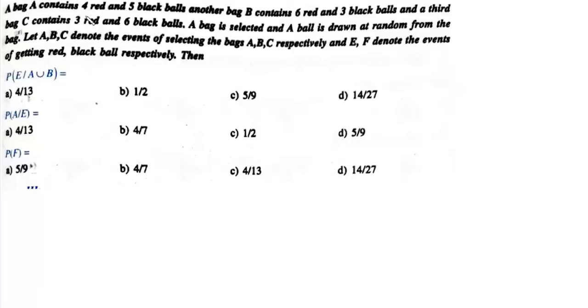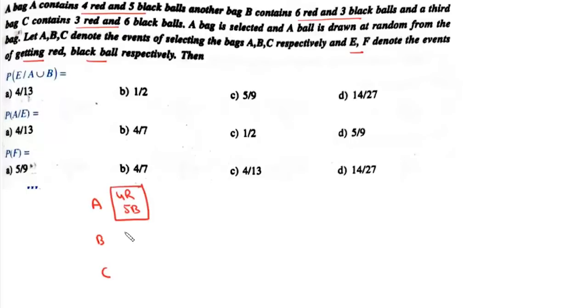Now here the question is, a bag A contains 4 red and 5 black balls, another bag B contains 6 red and 3 black balls, and a third bag C contains 3 red and 6 black balls. A bag is selected and a ball is drawn at random from the bags. If A, B, C denote the events of selecting bags A, B and C respectively, and E and F denote the events of getting red and black ball respectively, then find the following probabilities. Now we have 3 bags, A, B and C. Now A has 4 red and 5 black.